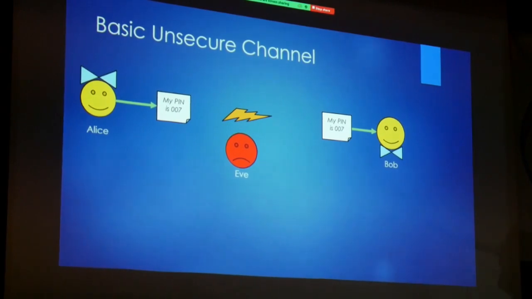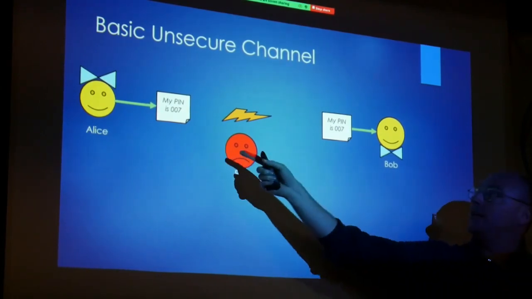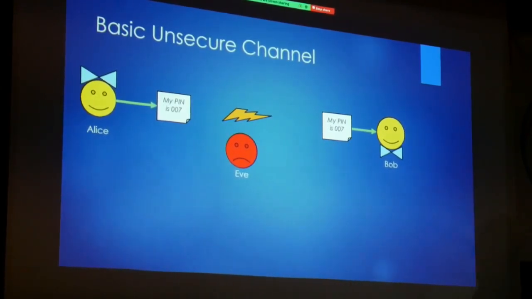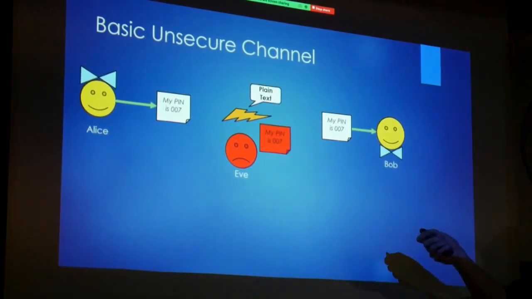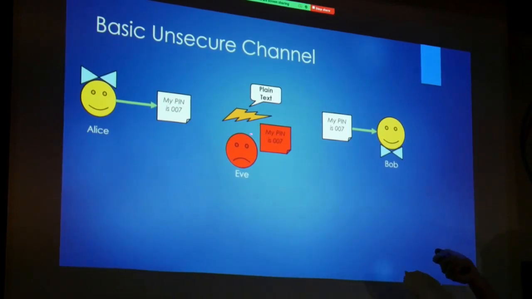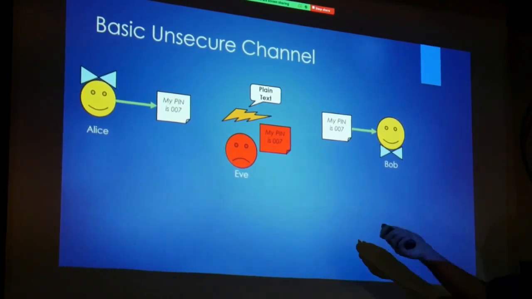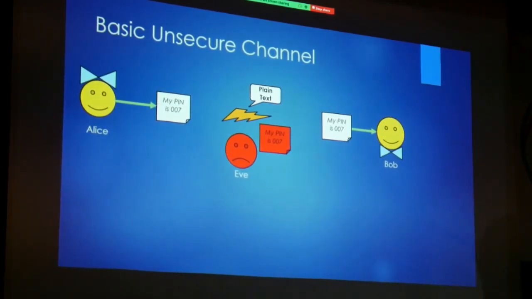The only thing Eve cannot do in this model is she cannot see the information before it gets transmitted. She's not a hacker. Okay? So she can't break into the computer, but as soon as it's in the airwaves, she's been watching you your entire life, everything you've ever sent. If we send that 007 PIN number in plain text, Eve gets it and now has a copy of it and now can steal all of your bank accounts.